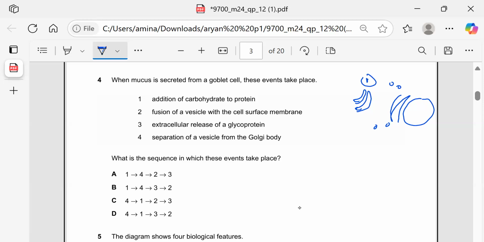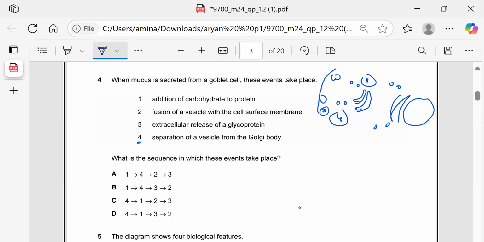As the glycoprotein is going to be made, small vesicles are going to pinch out of the Golgi apparatus. And this is my fourth. These small vesicles carry glycoprotein. In the next stage, these small Golgi vesicles are going to fuse with the membrane, which is over here. Fusion of the vesicle with the membrane is process 2.